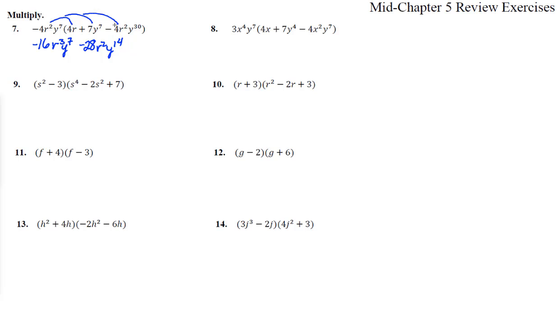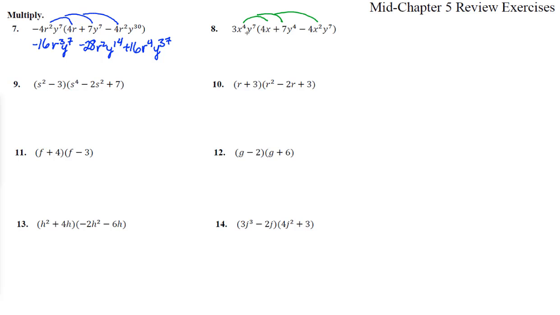Then when it multiplies to that third term, we get negative 4 times negative 4 is a positive 16. R squared times r squared is r to the 4th power. We've added those exponents. And then y to the 7th times y to the 30th is y to the 37th. Good. Number 8. We're going to do a similar thing.